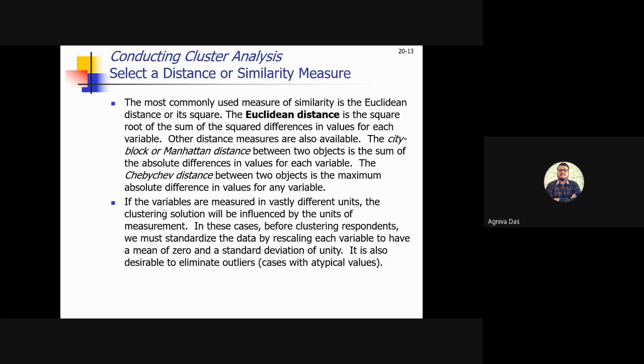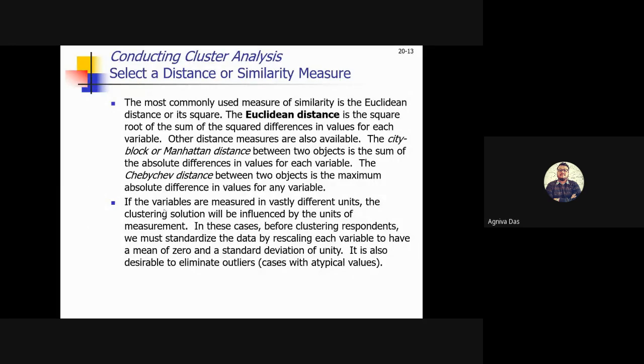Now, if the variables are measured in vastly different units, then again, as is the problem with PCA and factor analysis, it is better to standardize the data first and then go for clustering. Otherwise, the variable which has the maximum scale will influence the clustering more and more. So it is better to make that change before getting into clustering. Before clustering respondents, we must standardize the data by rescaling each variable to have a mean of 0 and a standard deviation of 1.